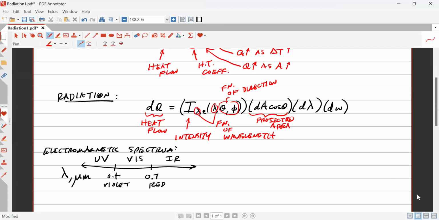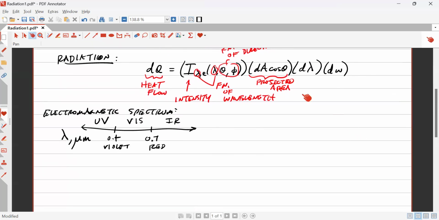Let's take a moment to look at that. If you talk about direction and projected area, suppose we have a surface here, and the surface has some small area dA. So what we do with radiation, we're going to draw something like this pretty frequently in these modules: we're going to say there's a normal vector that comes out perpendicular to the plane that dA is in, like so. It's pointing straight up.